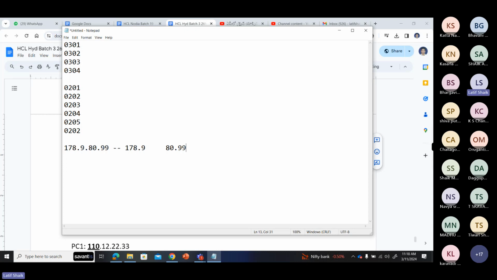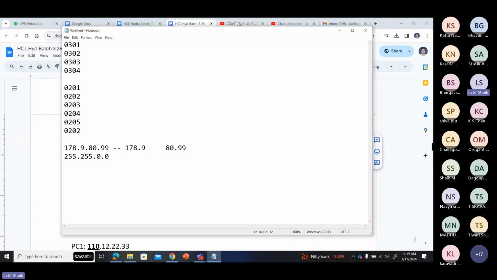So if you have two systems, three systems, 10 systems, the network portion must be the same. The remaining portion can be anything, but these two portions must be the same. But how will the system understand? By understanding its subnet mask.